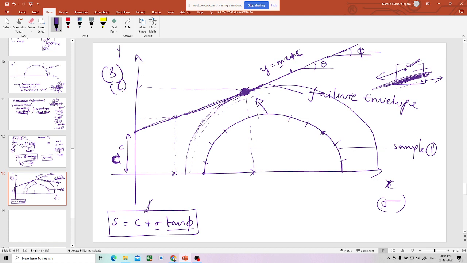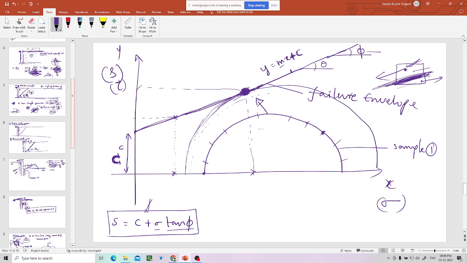So this is all about the Mohr circle. I will use this concept in earth pressures in the next class. So this is all about today's class.